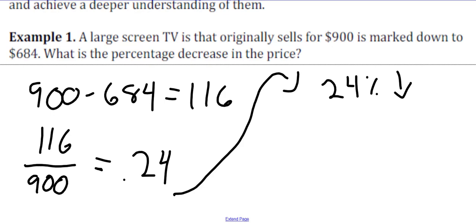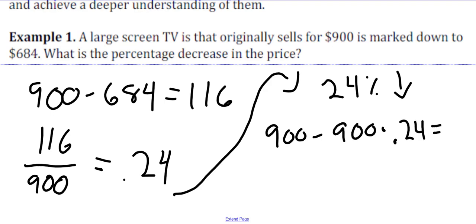And if you wanted to check your work and make sure you did it correctly, you could take the original price minus the original price times the percent of decrease, the 0.24. Remember, when we use percentages in calculations, we need to move it over 2 decimal places. And if you type that in your calculator or do it by hand, you do get $684. That's telling you we did it correctly.